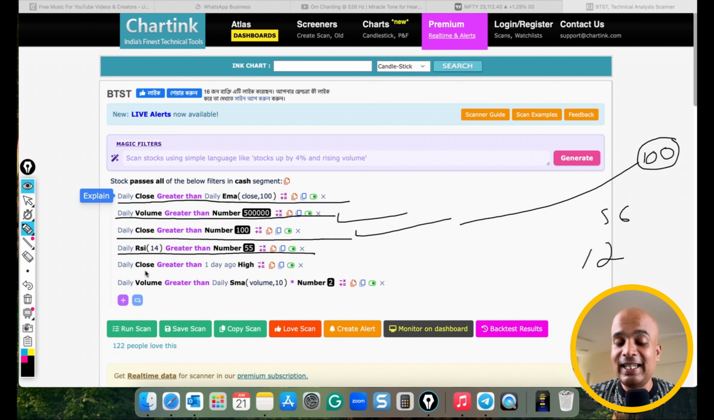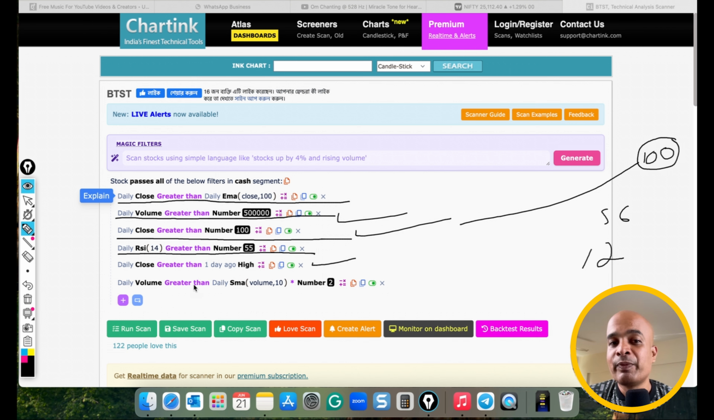Next is daily close greater than 1 day high. It means today's close is above the previous day's high. Okay, today's close should be above the previous day's high. So this indicates the bullish momentum for today. That's also important. And they have added one more thing. This is very, very important.